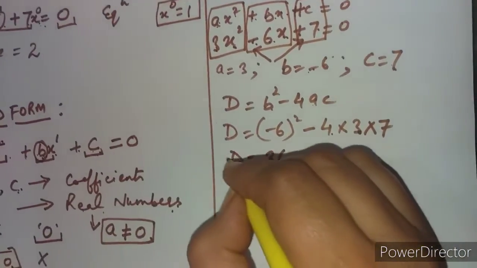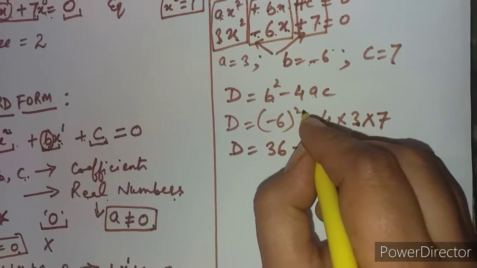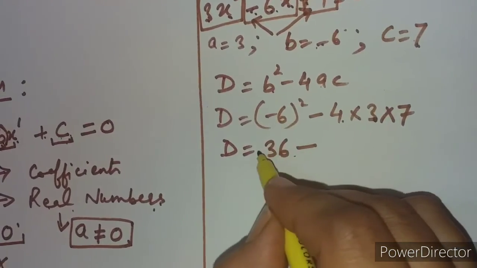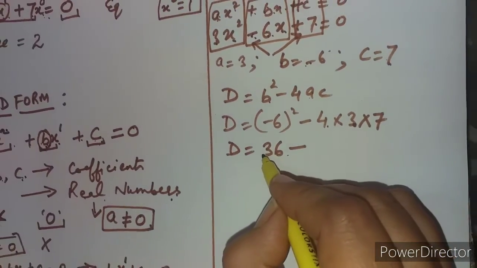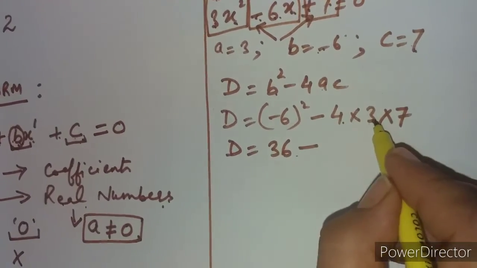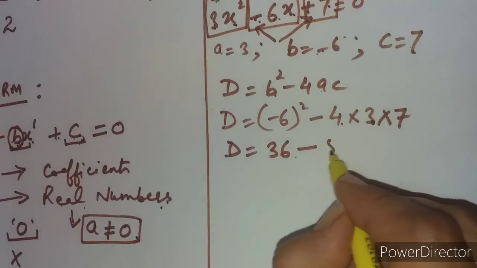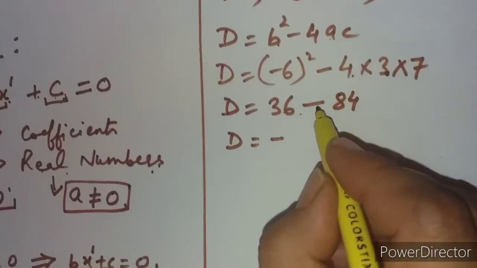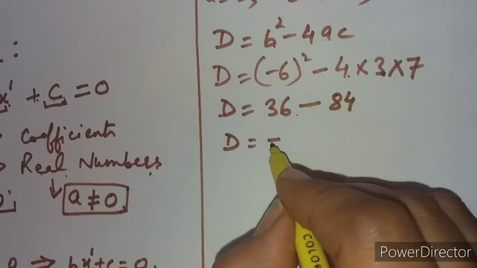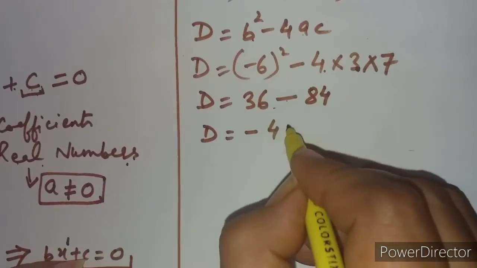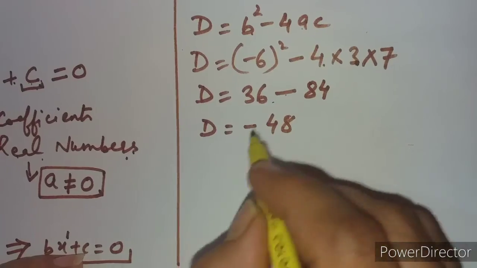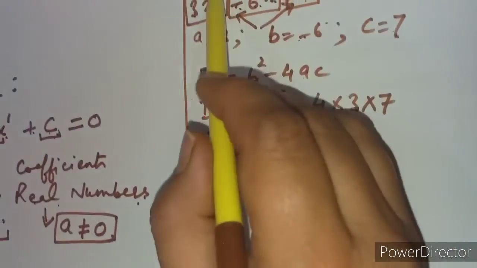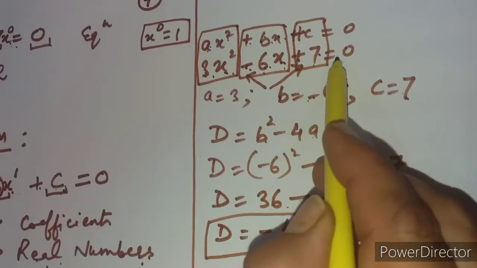Now solving. D is equal to square of minus 6, which is 36. See that square of a minus is always positive. Don't make a mistake here. Remember this. And 4 3s are 12, 12 7s are 84. So after subtracting, because the bigger number is the minus one, the answer will have a minus, and subtracting we will get 48. Now this is the value of the expression D for the quadratic equation 3x square minus 6x plus 7.